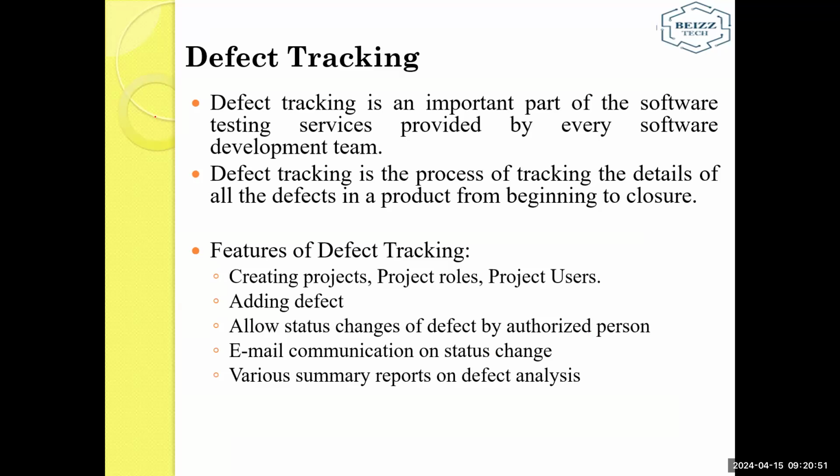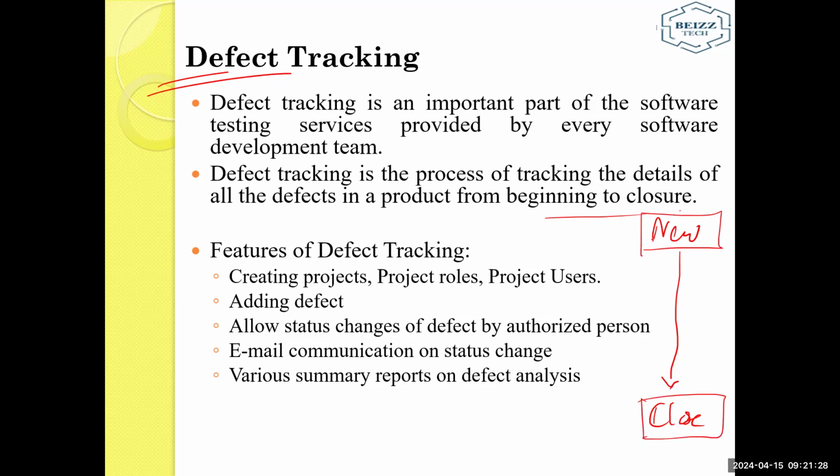Let's say, what is defect tracking? So defect tracking and management, these are two important steps. Okay. Tracking is nothing but the complete life cycle you need to track, starting from new to close. How the defect goes and how the defect exactly closes, right? Every status you need to track. So tracking is again an important part of the software testing service provided by every software development team. So defect tracking is a process of tracking details of all the defects in the product from beginning to the close. Very simple. From the new status to close status, we simply track the defect.